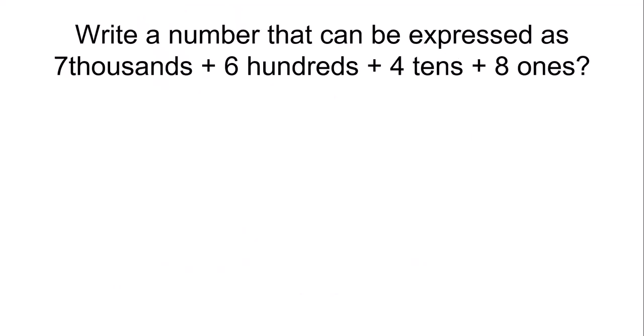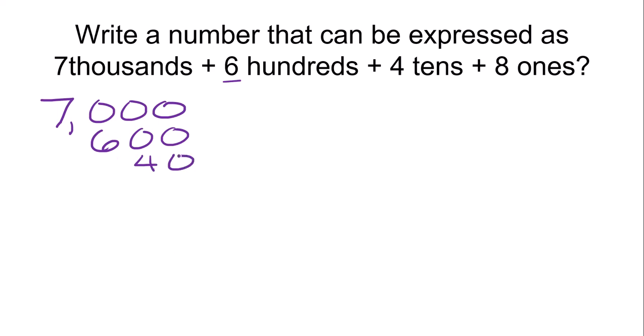Let's first write a number that can be expressed as 7 thousands, 6 hundreds, 4 tens, and then 8 ones. Let's see, 7 thousands. When we talk about 7 thousands, it would have to be 7 with 3 zeros at the end: 7,000. If we're saying 600, hundreds have 2 zeros, 3 digits totally. 4 tens is 40, and 8 ones is simply 8.